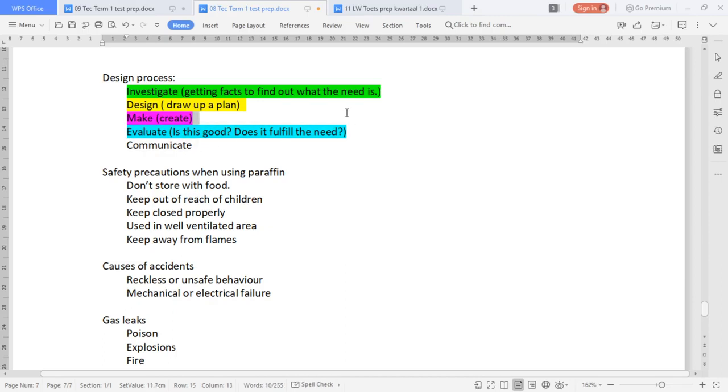And then we need to evaluate, is this good? Does it fulfill the need? If yes, if it does, then we move on to the next step. If it doesn't, then we start all over again and go back to investigation. So if we've passed this evaluation stage and we went, all right, this is good. It fulfills the need. It is doing what it was supposed to do.